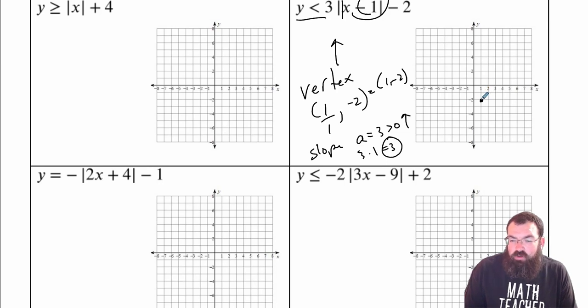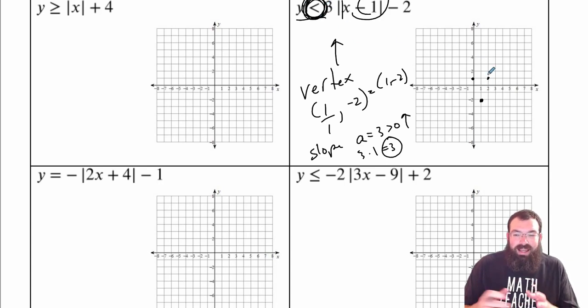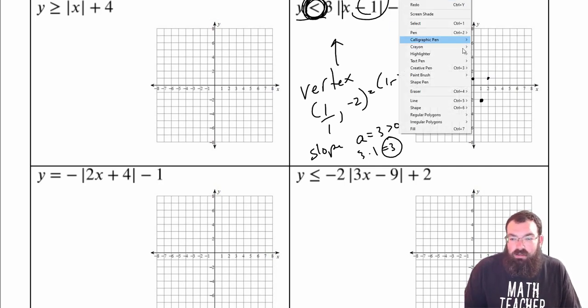That means that from the vertex, I'm going to go up 3, 1, 2, 3, over 1, and then over 1 the same way in the opposite direction, right? So my V goes that way. Because this is an inequality now, this is less than, that means that the V, the line, is going to be dotted. All right, so make sure we get a dotted line.